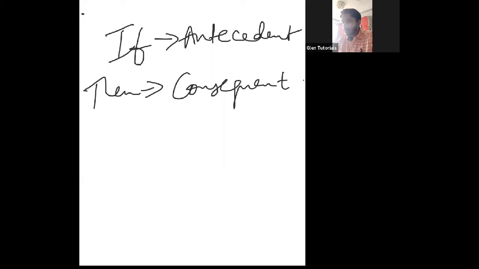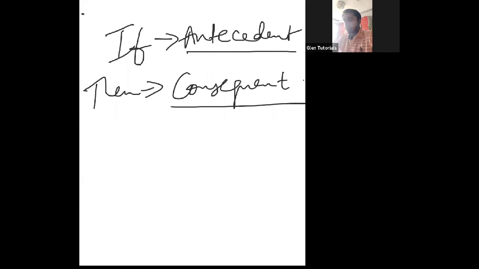If Joel eats well, then he will be called a healthy boy. Okay, now what does this mean? "If Joel eats well" is called the antecedent, as I said, in this statement, and "then he will be called a healthy boy" is called the consequent.